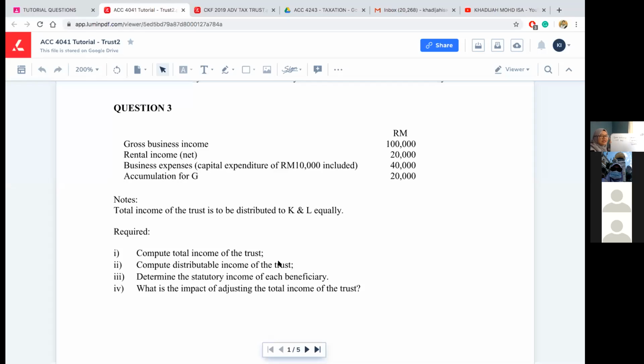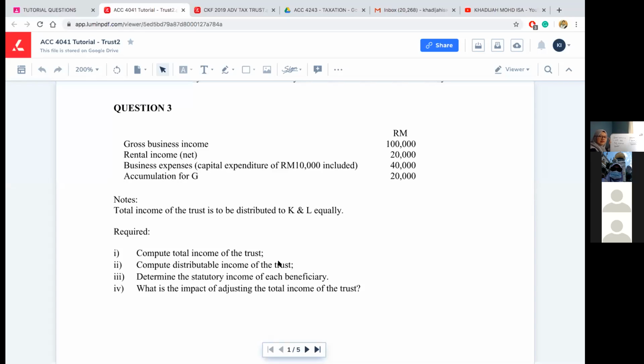Sepatutnya bukan statutory, namanya adjusted income. Why? Because statutory is after you tolak your capital allowance. But in this case, because there's no capital allowance given, we can assume that adjusted income is also statutory income of the business. All right. So I would just put here adjusted income. You only have adjusted income from the business, and then you have your rental, section 4D.